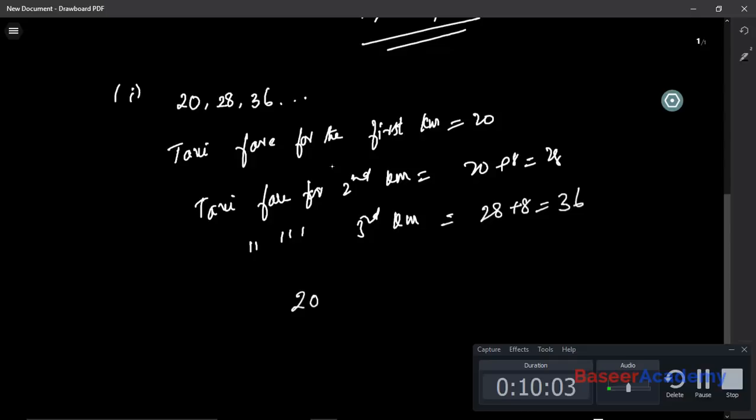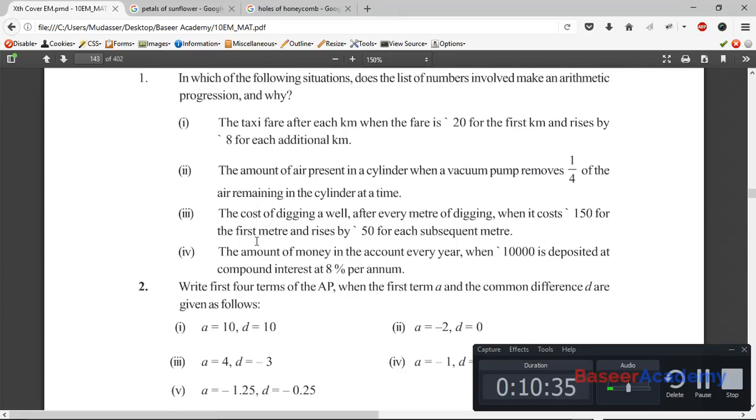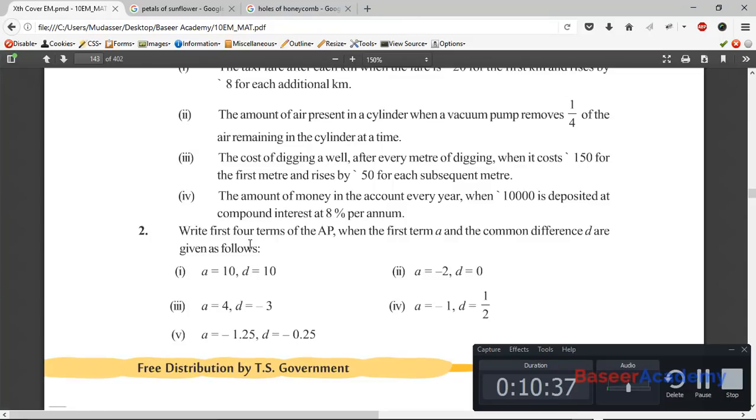Now if I look at this list of numbers, I see that a fixed number is getting added each time to get the next number. 20 plus 8 is 28. 28 plus 8 is 36. So this is obviously an arithmetic progression because a fixed number is being added to the previous number to get the next number, right? Let us go through the second bit. The second bit says the amount of air present in a cylinder when a vacuum pump removes 1/4 of the air remaining in the cylinder at a time.